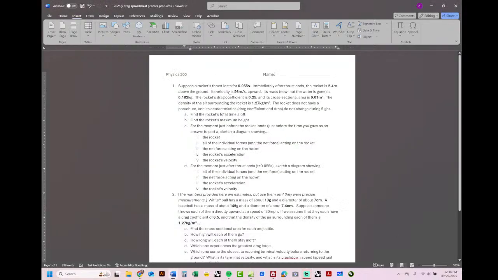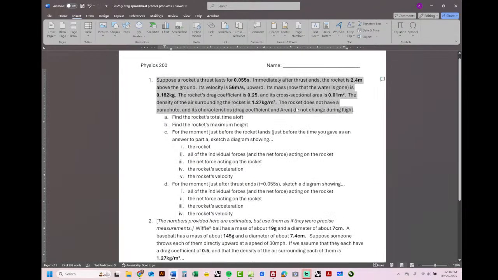Here we go. The problem one, this is about a rocket. This is sort of a typical thing you might have to do on the project using your spreadsheet. So all these numbers you're going to be collecting or figuring out using some kind of means.